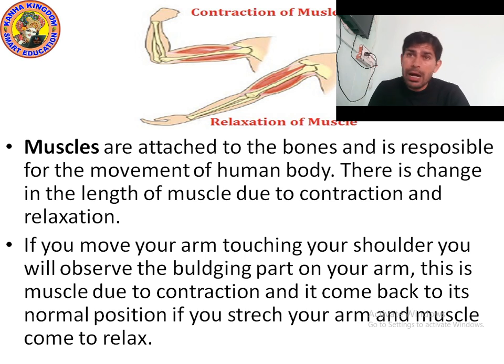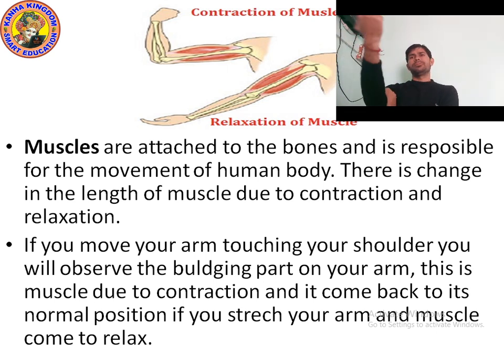If you move your arm touching your shoulder, you will observe the bulging part of your arm, the swollen part. You will see that the muscles are contracted. If you move your hand forward again, it comes to its normal position. If you stretch your arm, the muscle comes to relax.